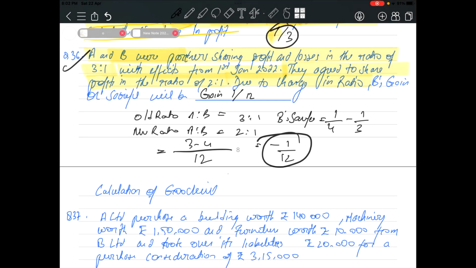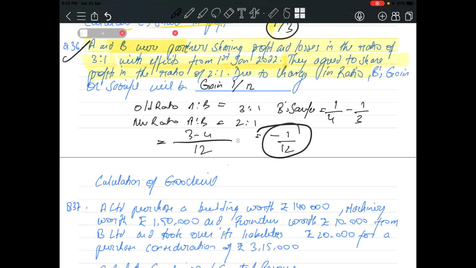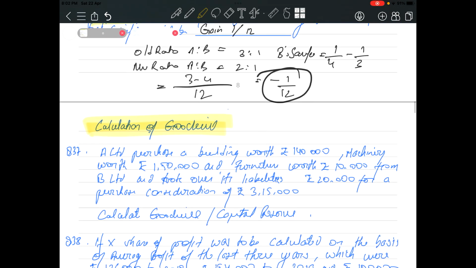Okay, and this is for question number 36. Now we will move on to the calculation of goodwill. I hope your concepts are clear on what goodwill is. I will not discuss it in great depth, I will just give you an overview of goodwill.